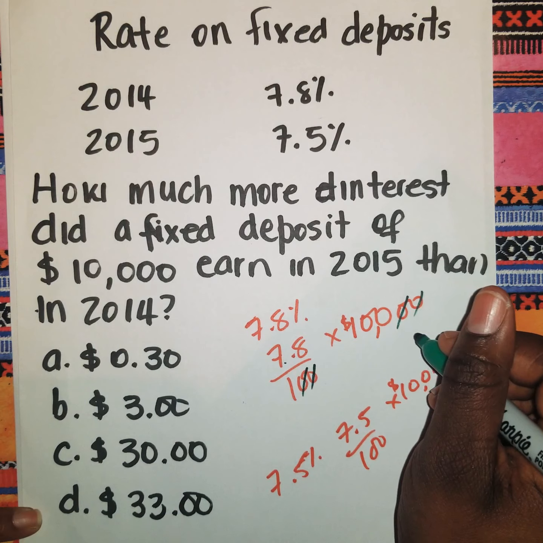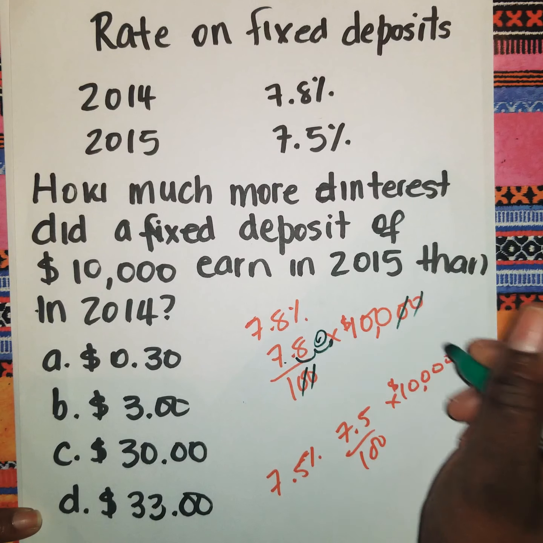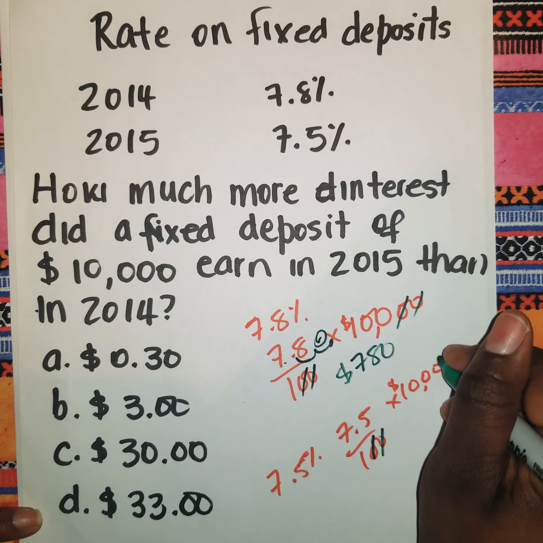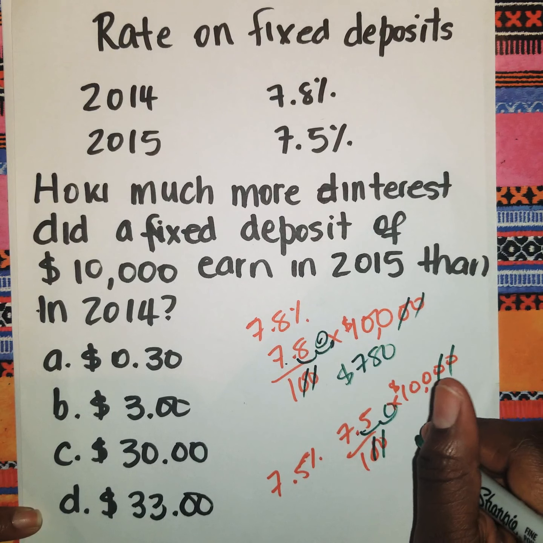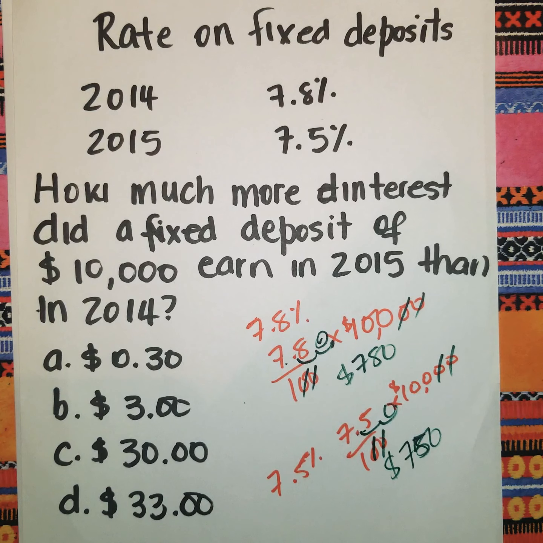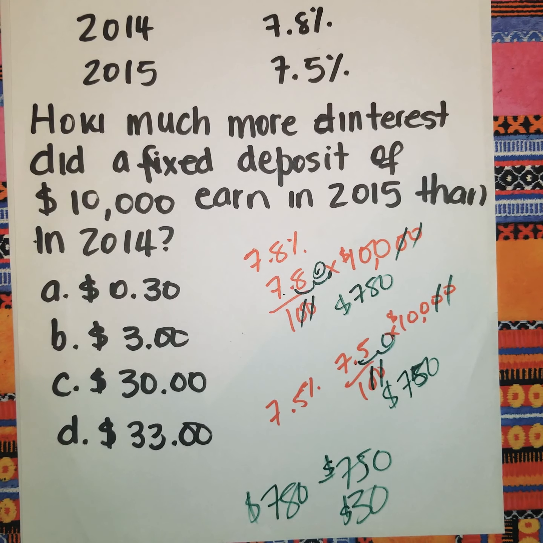So 7.8 times 100. In a multiple choice condition, you have a calculator. But you know, when you're multiplying, the number is going to get bigger, so you can move two places to your right and fill that with a placeholder. So it's going to be 780. For this one, cancel the 2 zeros, and 7.5 times 100, the same thing. Fill the placeholder. So it's going to be 750. So basically the difference in interest would be 30. You're going to say 780 minus 750, and the answer is 30. So that's basically how you find the difference in interest earned.